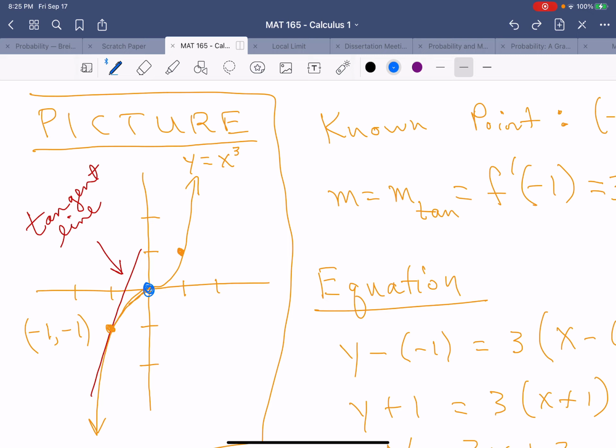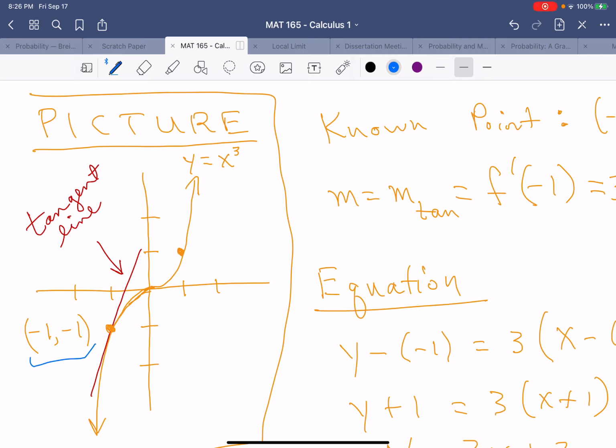And that is a property possessed by this curve. Okay, so that's just something to know. But our problem here is to figure out the equation of this tangent line. So here is the point -1, -1. So this is one point that we know is on this line. And our tangent line here, you can see, is in red.